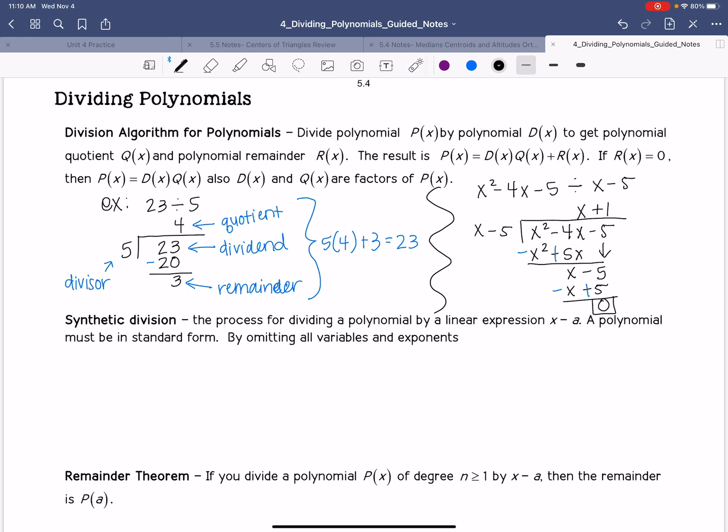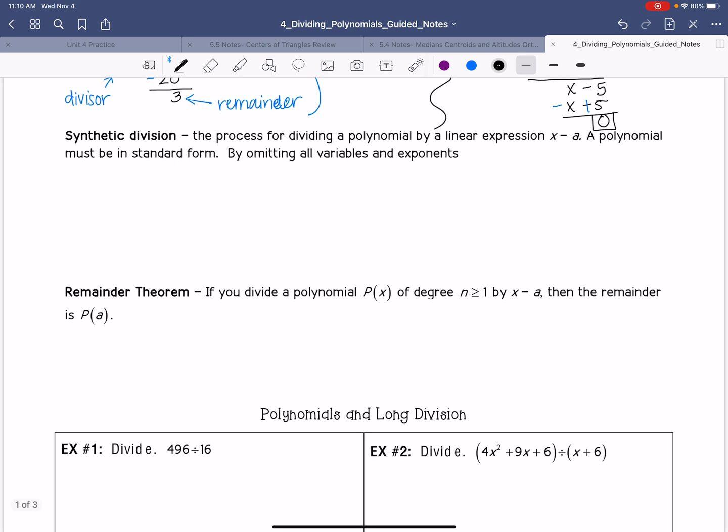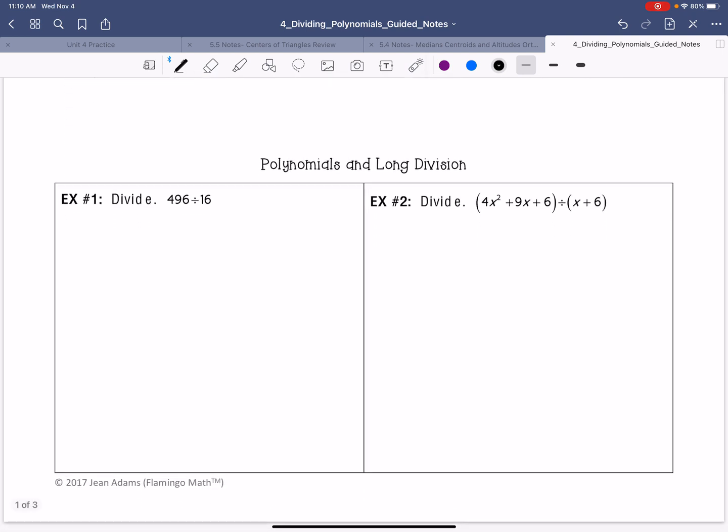Okay, then, so that's long division. Then we're going to have something called synthetic division. I'm actually going to come back to synthetic division. We'll come back to this page. I'll give you an example. Just because we're going to do long division first, and then I'll show you synthetic division. And then this is the remainder theorem. So it says if you divide a polynomial p of x of the degree n greater than 1 by x minus a, then the remainder is p of a. We'll talk about that a little bit further as well, because it's just confusing, obviously, when we read this math stuff. All right, so here's our first example.